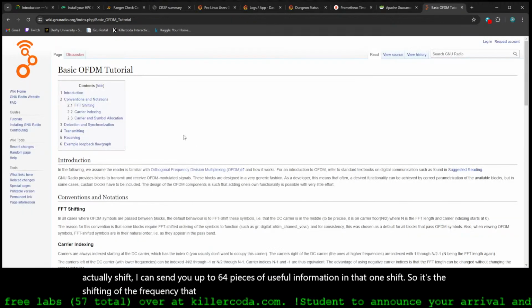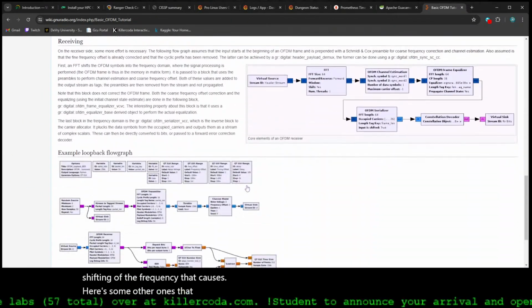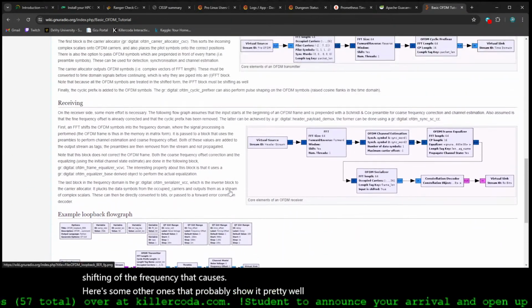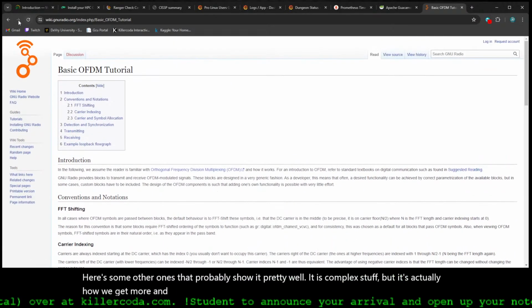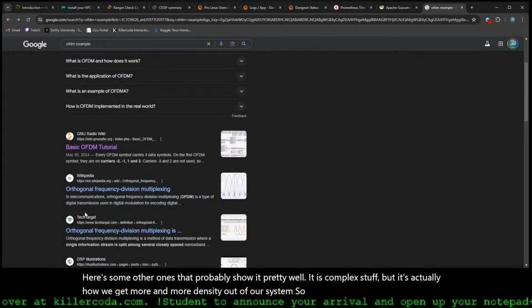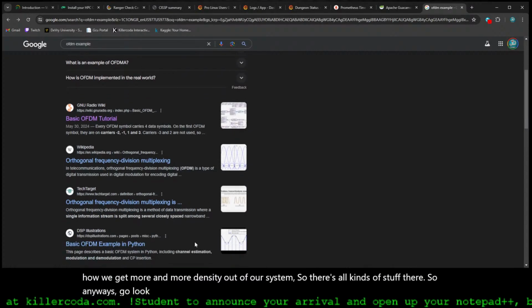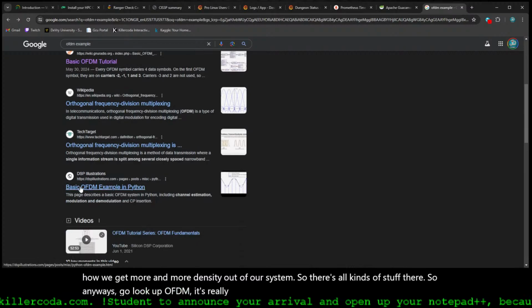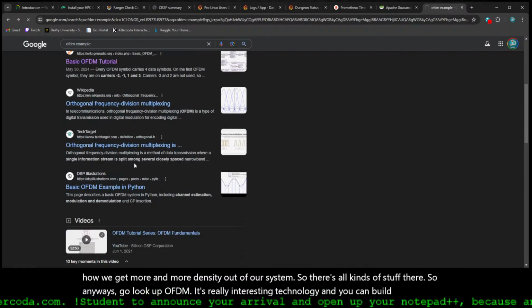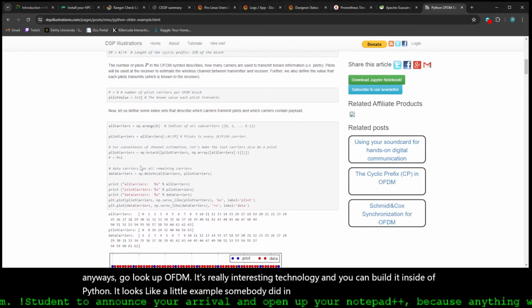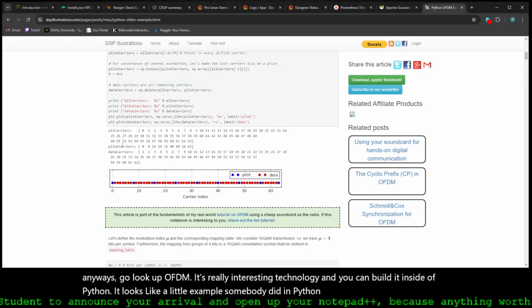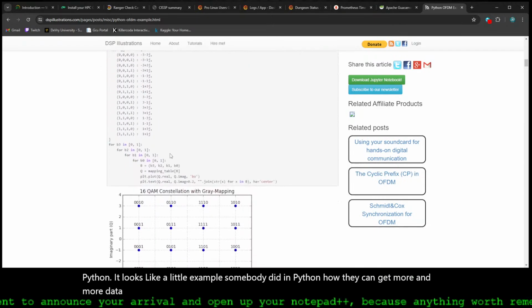Here are some other ones that probably show it pretty well. It is complex stuff, but it's actually how we get more and more density out of our system. So there's all kinds of stuff there. Anyways, go look up OFDM. It's really interesting technology, and it looks like you can build it inside of Python. You want a little example that somebody did in Python, showing how they can get more and more data out.